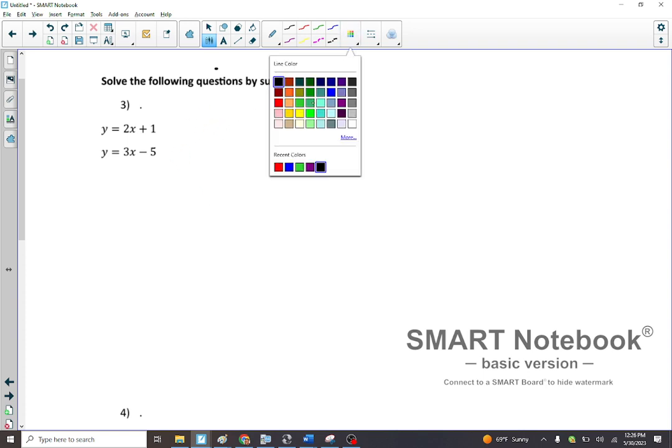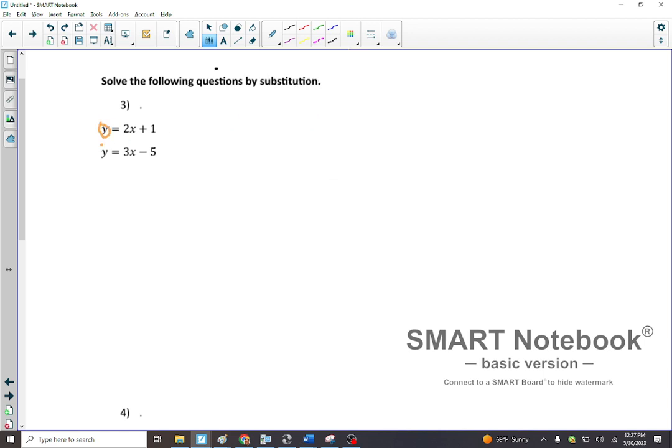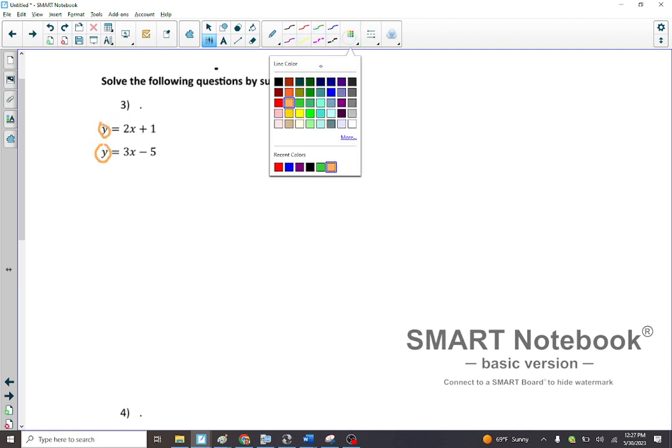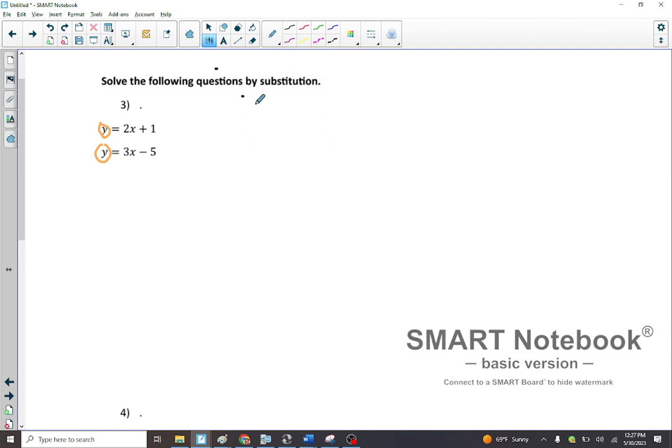That means what I'm going to do is take what's equal. Since this equals y and this equals y, since they both equal the same thing, aka y, I can set them equal to each other. So 3x minus 5 equals 2x plus 1. Doesn't matter which one's first or second.